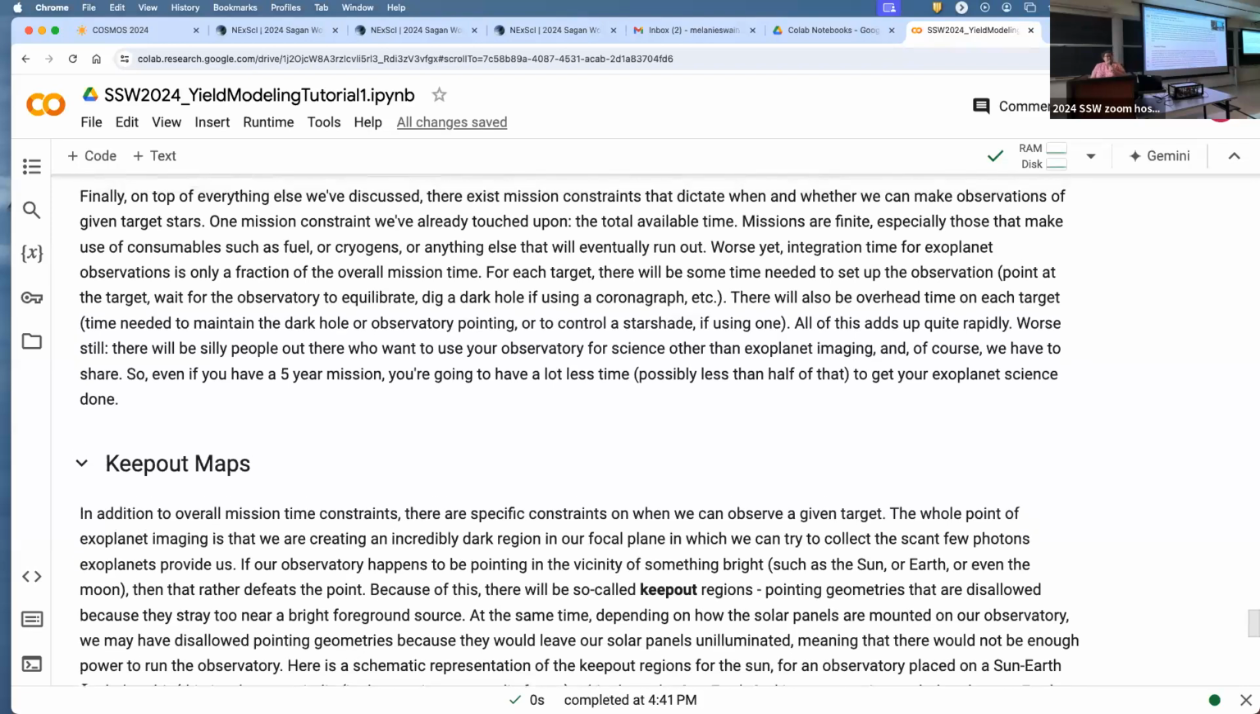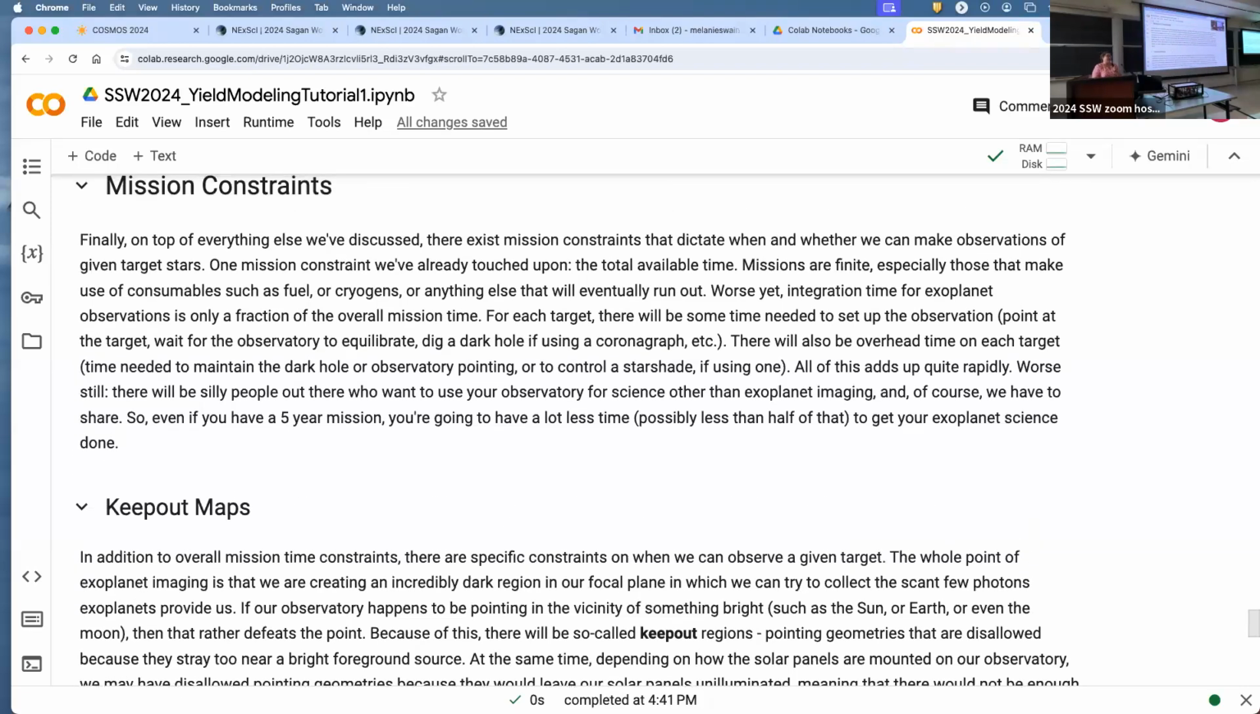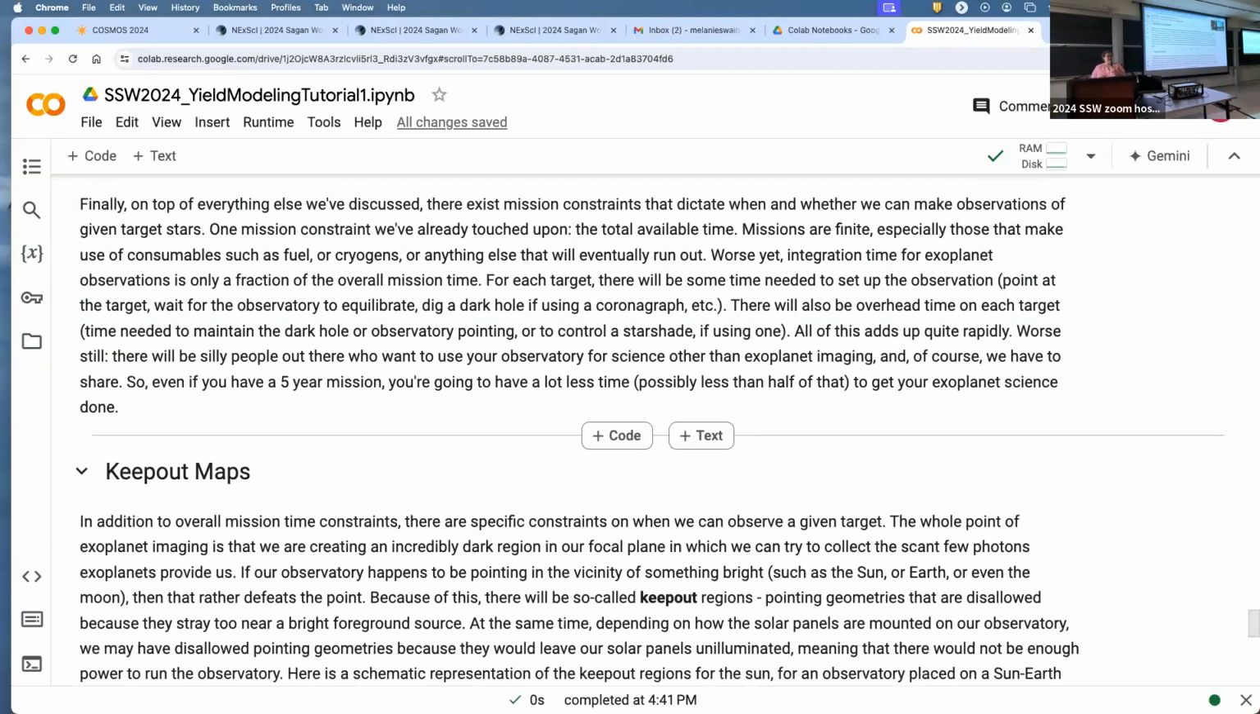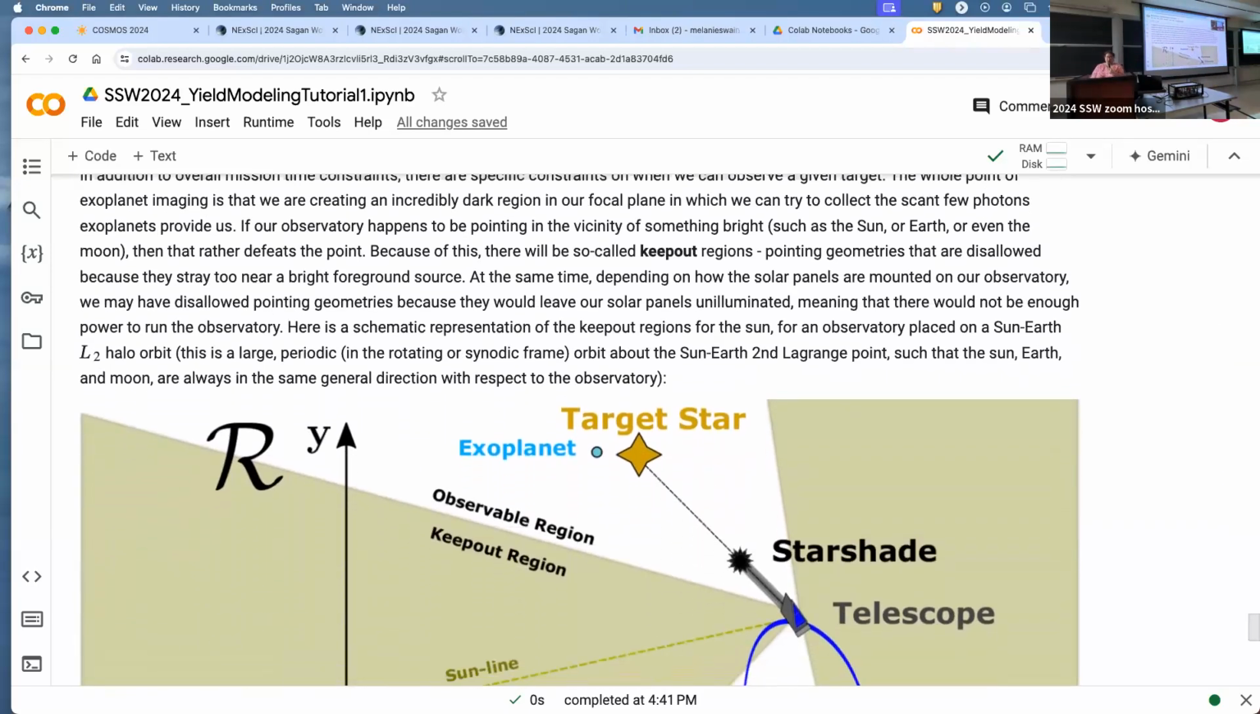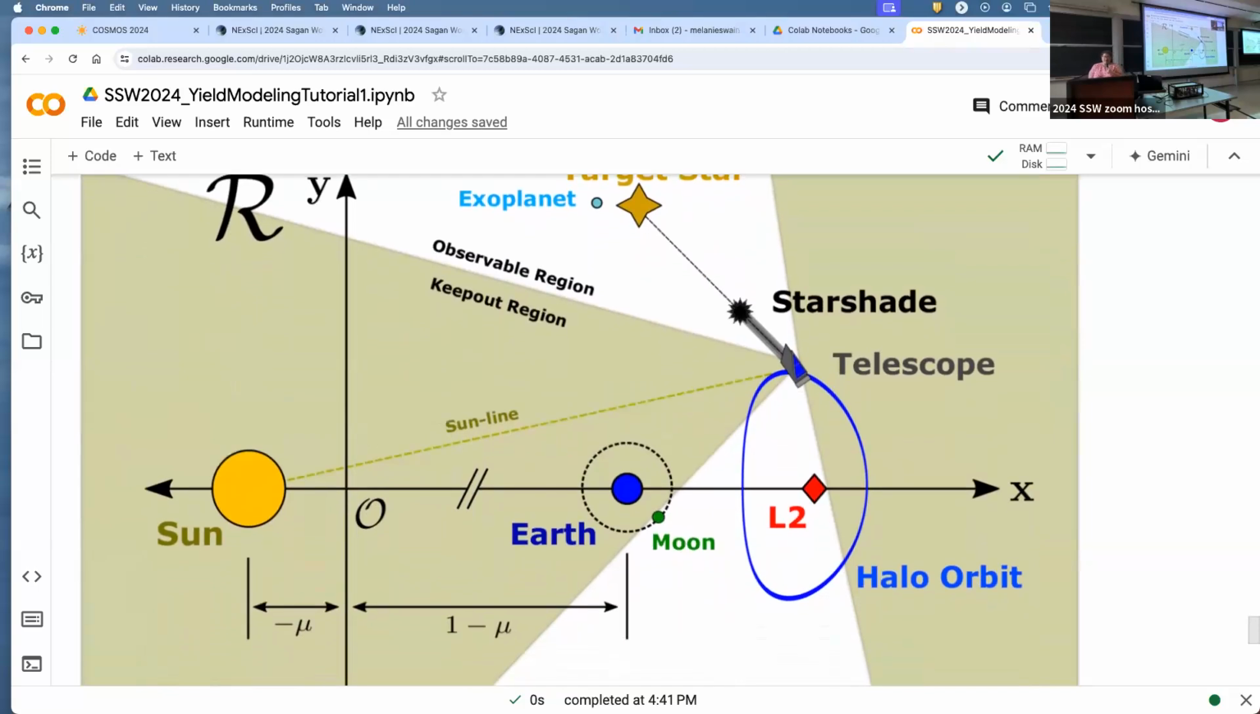So let's talk about mission constraints. Because one of the things that we want to calculate is, is it feasible to make this observation? Because some of these stars are going to be more feasible than others based on where they are in the ecliptic. And so for an observatory which is in a halo orbit around Earth-Sun Lagrangian point 2, which is where JWST is, we have this diagram. And the important thing to know here is that the telescope can't look into the sun because it's going to fry itself, and you never want to do that.